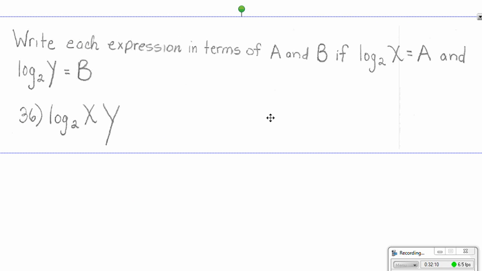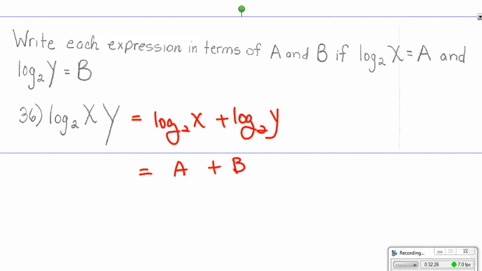Alright. Here this one is equal to log base 2 of x plus log base 2 of y. Now log base 2 of x is equal to a, and the other one is b, so this simply becomes a plus b. Alright, that's it.